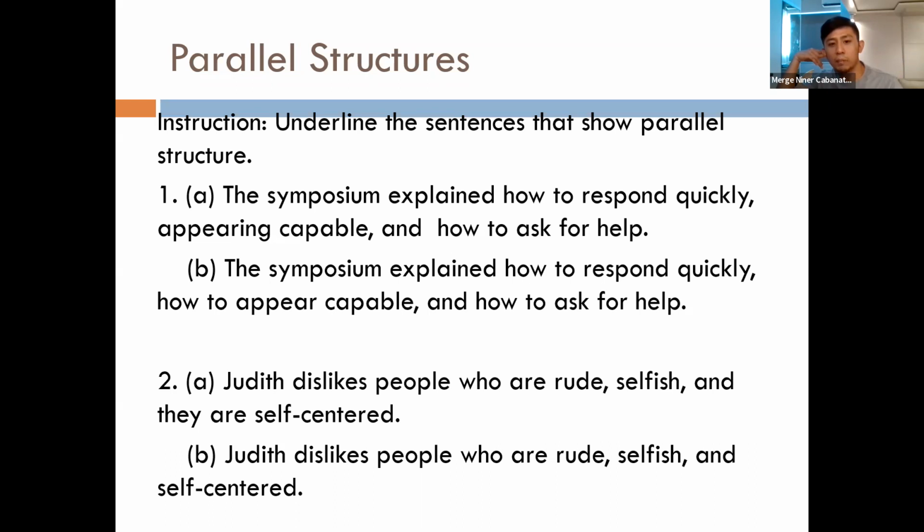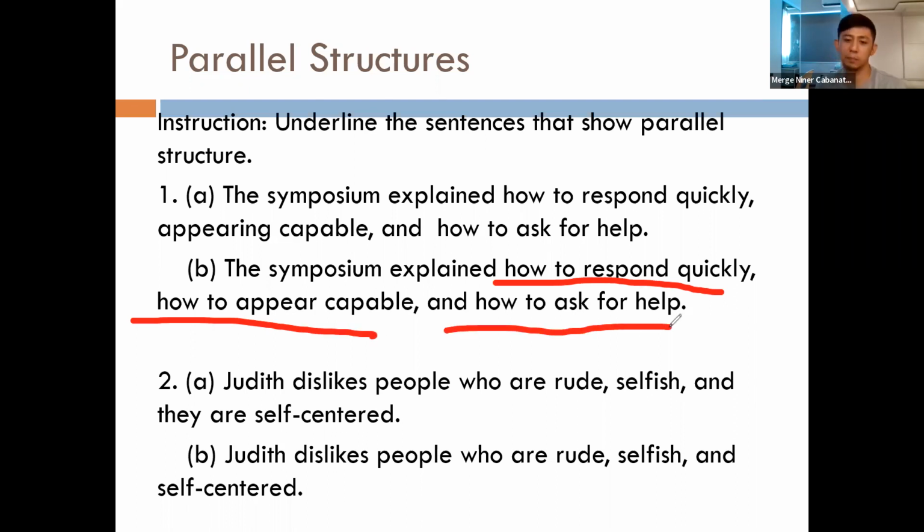Okay, ang sagot naman ni Riza ay B. Guys, ang tamang sagot po ay B. Bakit po B ang ating tamang sagot? Tingnan nyo ha, parallelism. Lahat dito may how to. How to respond quickly, how to appear capable, and how to ask for help.